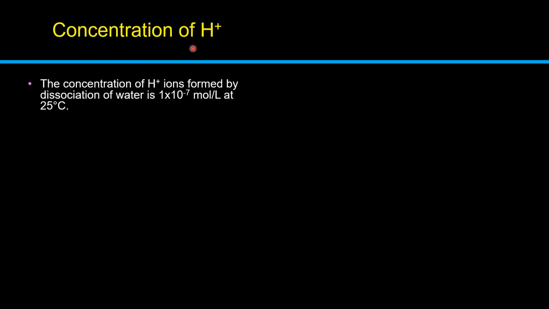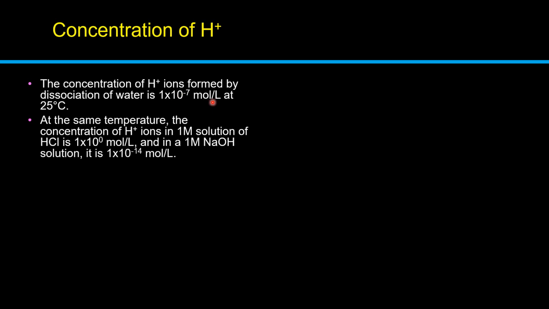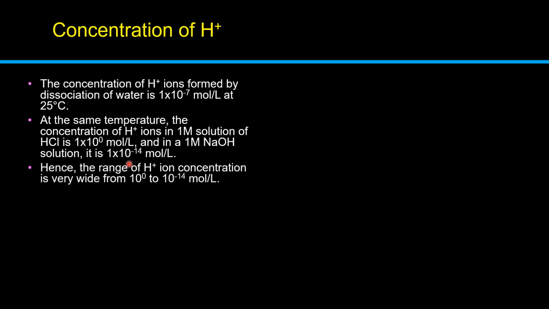Talking about the concentration of H plus ions, children, the concentration of H plus formed by dissociation of water at 25 degrees Celsius is 1 into 10 raised to the power minus 7 moles per liter. At the same temperature, the concentration of H plus by hydrochloric acid, which is a strong acid, is 1 into 10 power 0, and that of sodium hydroxide, that is 1 M sodium hydroxide, is 1 into 10 power minus 14 moles per liter. From this, we understand that the range of H plus ion concentration will vary from 10 raised to the power 0 to 10 raised to the power minus 14.